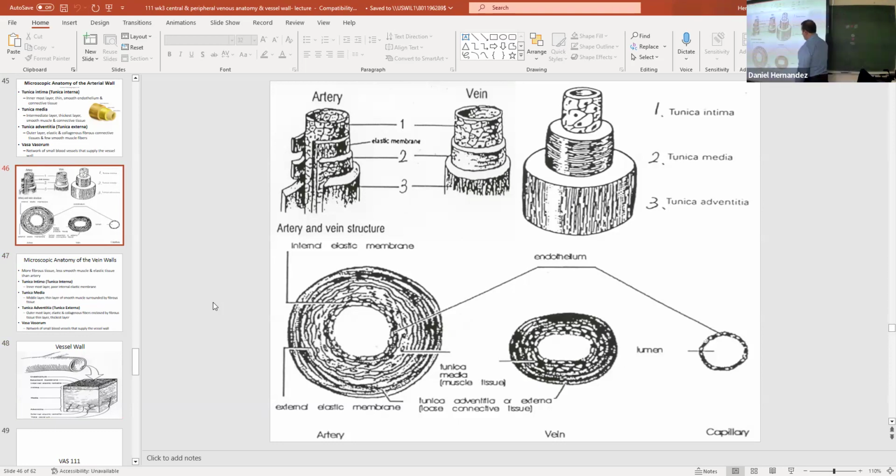Because the veins have much thinner walls and are under much lower pressure, we're actually able to collapse or compress them compared to the arteries. Again, this is just showing artery and vein side by side versus a capillary. Those capillaries are just that thin single layer of endothelial tissue, whereas the veins and arteries have the 3 layers.